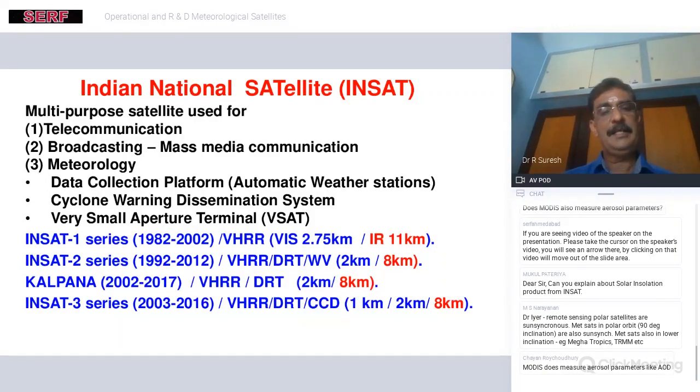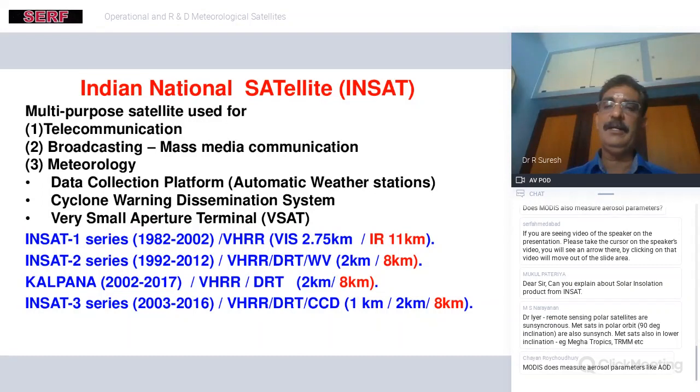One is the data collection platform. In the remote area, the sensors will be collecting data and then transmitting at a particular window of time every hour to the satellite. From that satellite, it will be downlinked to a ground-based receiver, and thereby the remote places will have observations, which is similar to today's technology called automatic weather stations.